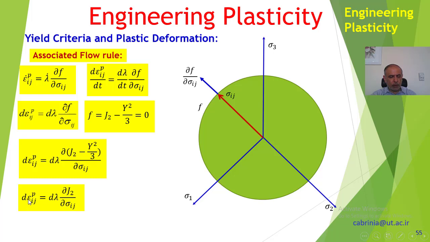This d epsilon ij p is known according to this J2 criteria. J2 criteria is Mises criteria. Okay, so for any other yield criteria, you can put f in here, and you will get the flow rule for that yield criteria.